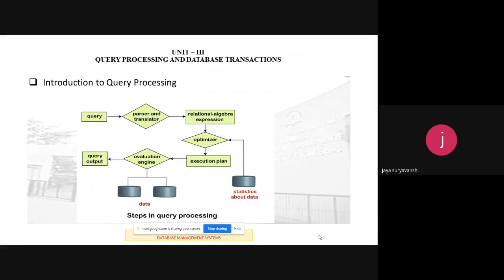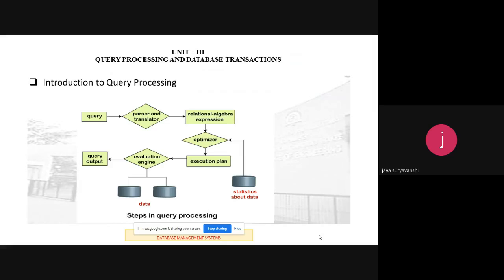The user requests data in a language like SQL, that is, Structured Query Language. SQL is a high level language, but the underlying statements in the database management system do not understand SQL. There has to be some low level language that the system can understand, and hence the query is accepted in SQL and converted into the low level language, and this process is called query processing.